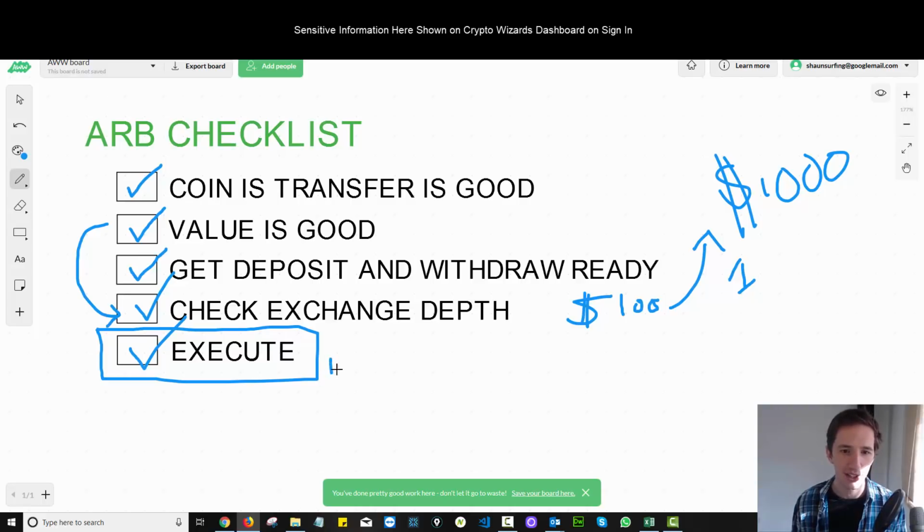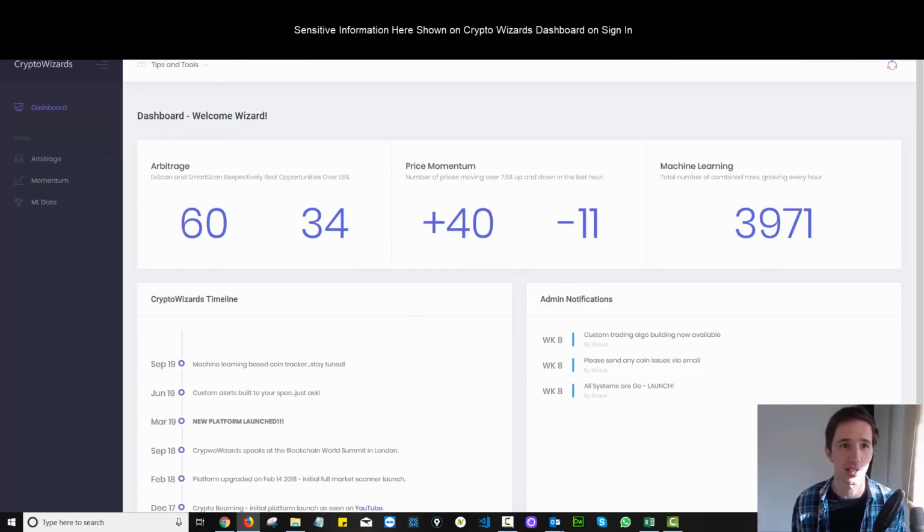And so once you execute, there you go, you make some money. I mean, we made 2.2% this morning whilst having breakfast. And I literally just switched this on. I picked a random trade on Crypto Wizards and I went and traded it.